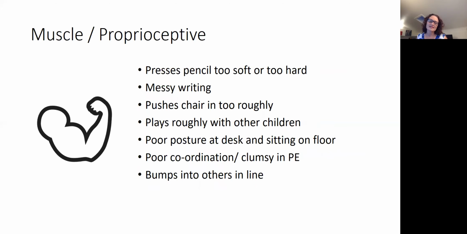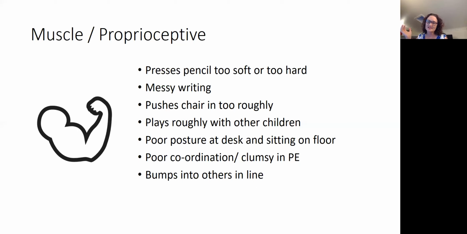So the muscle and proprioceptive sense. We've spoken about kids who press too hard or not hard enough because they don't get that muscle feedback about how they need to press down. Kids who have messy writing, kids who struggle with coordinating their fingers.